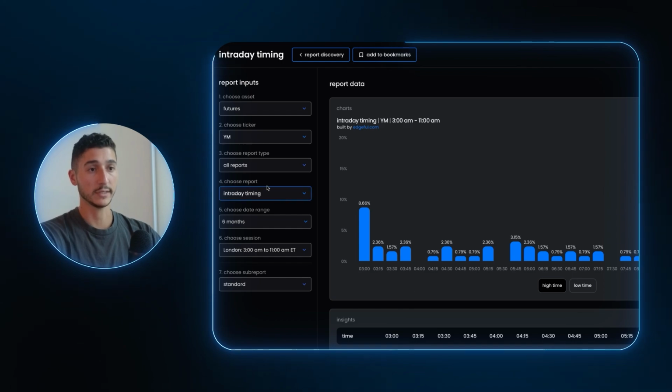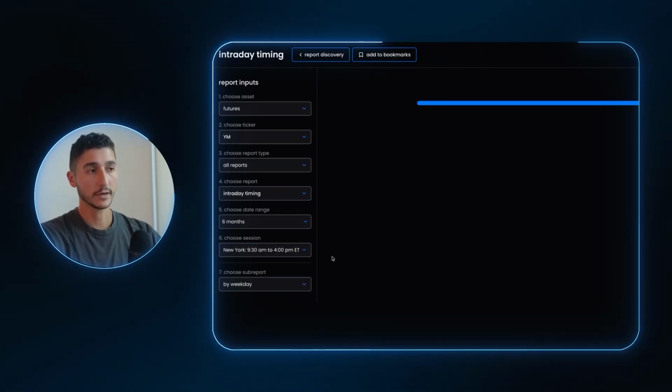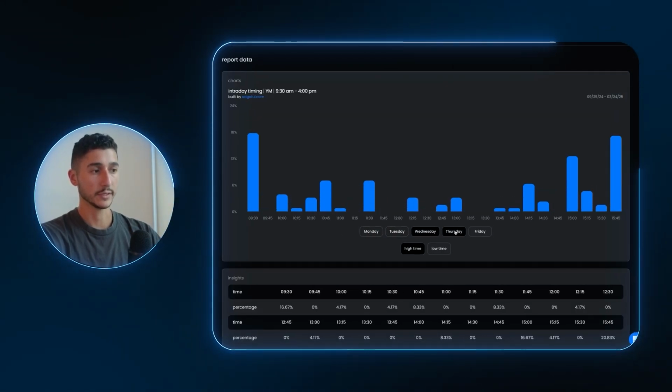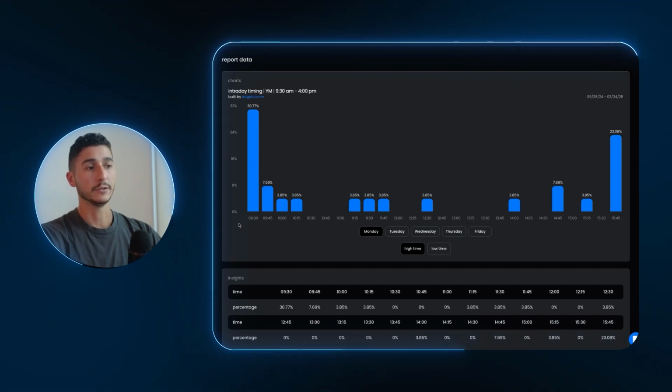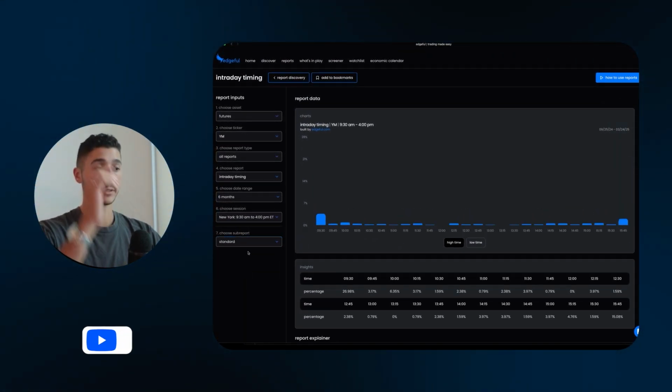You can also see this by weekday as well. So if we go back to New York, you can go to by weekday, and then you can actually filter for specific weekdays here. Just keep that in mind. If you want to have a more refined view, go to the by weekday. Otherwise, you can stay in the standard.